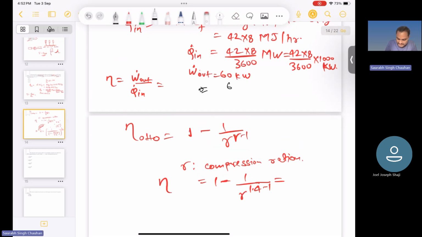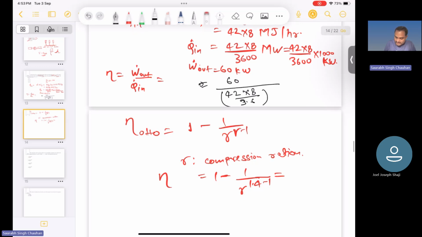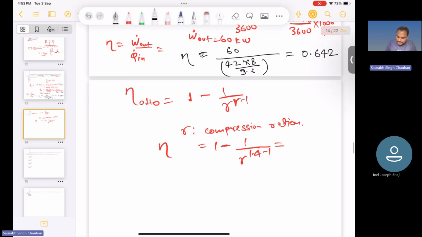It will come out to be 16 divided by 42 into 8 divided by 3.6. So it will come out to be, let us calculate this value first. 42 into 8 divided by 3.6. So it is coming 0.642. Okay, efficiency from here it is coming 0.642.